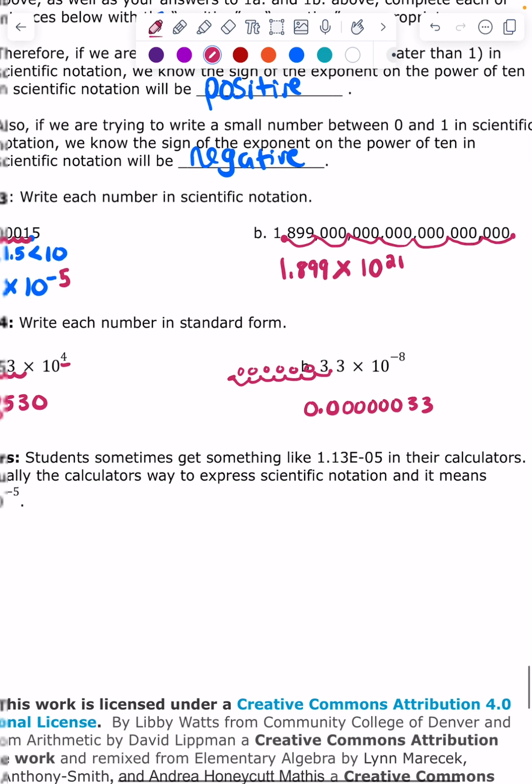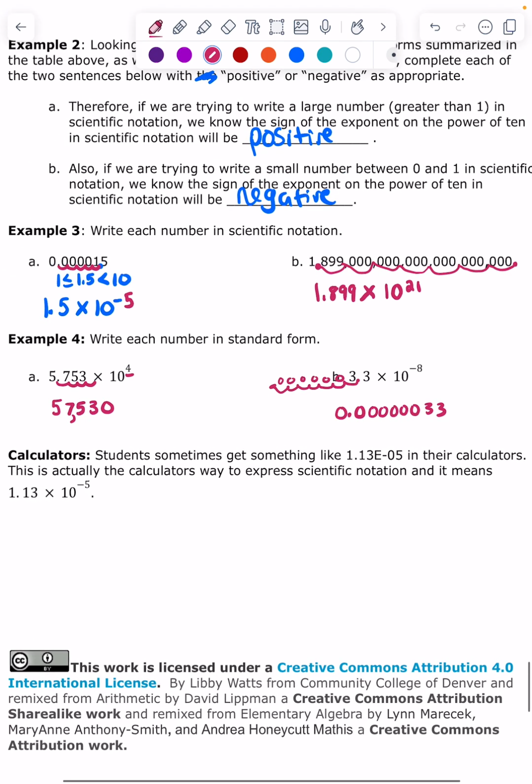All right, last thing on here is that occasionally in your calculator, you're going to get an E in your answer, like 1.13E negative 5. That's just scientific notation, and it means 1.13 times 10 to the negative 5. So in case that ever comes up, just know that you have a small number there and to write it in standard form so you know what it actually is.